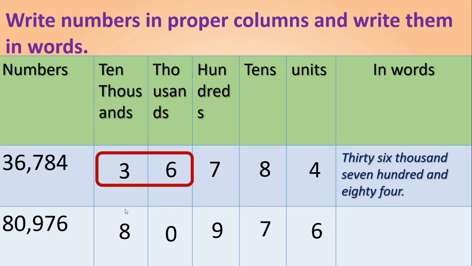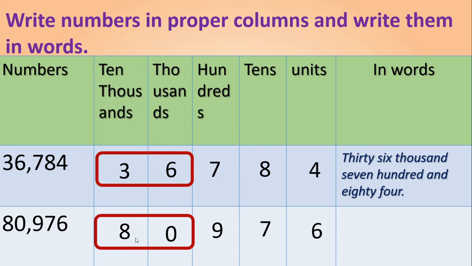Again we have to follow the same procedure. 8 is in 10,000's place and 0 is in thousands place, isn't it? So we will combine these two figures. That became 80 plus 0 is nothing but 80, isn't it? Correct? Any confusion? Here 8 is in 10,000's place, isn't it?